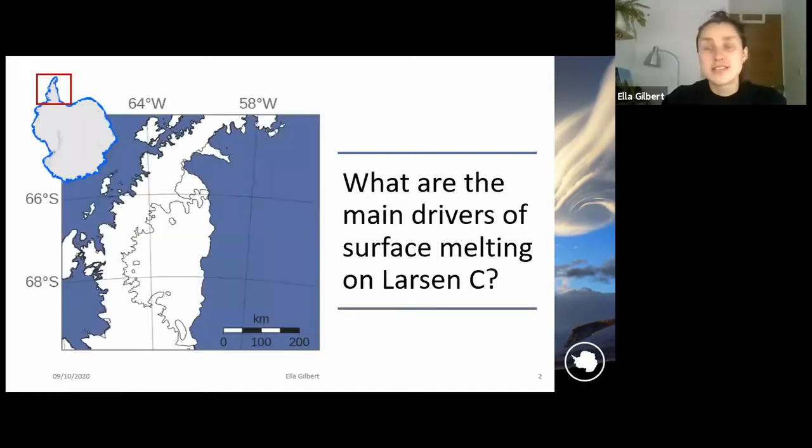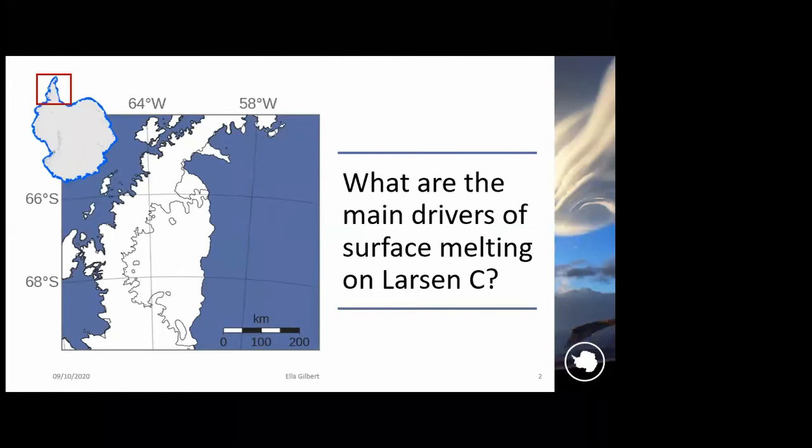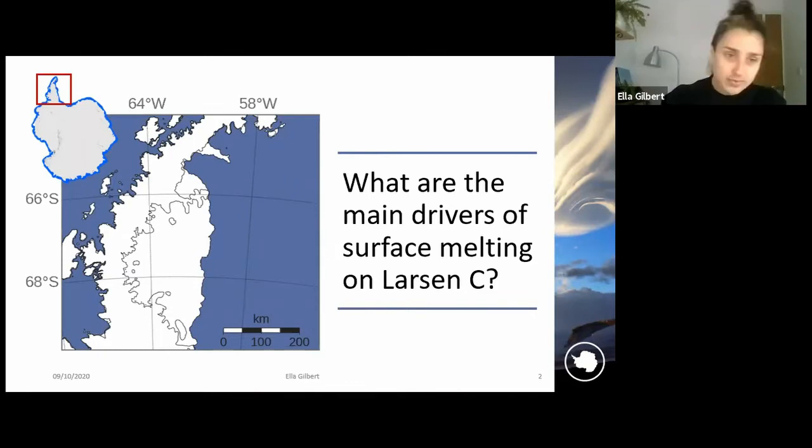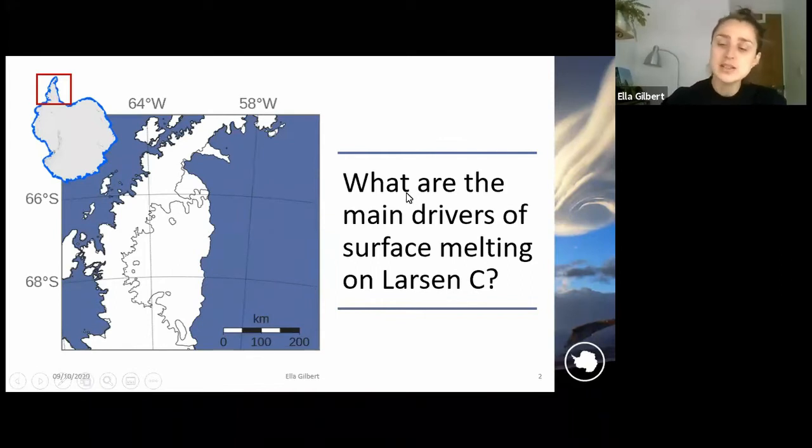So a brief introduction to anyone who isn't familiar with the Larsen C ice shelf. It's the largest remaining ice shelf on the Antarctic Peninsula, and the Antarctic Peninsula is this bit up here that sticks out of the Antarctic continent. It's around about 48,000 square kilometers, or at least it is post the carving of a gigantic iceberg in July 2017. And the main research question that I'm interested in is unpicking what the main drivers of surface melting are on this ice shelf, on Larsen C.